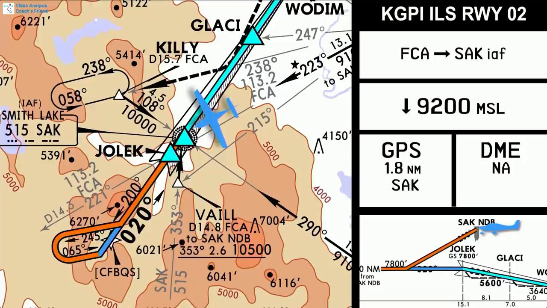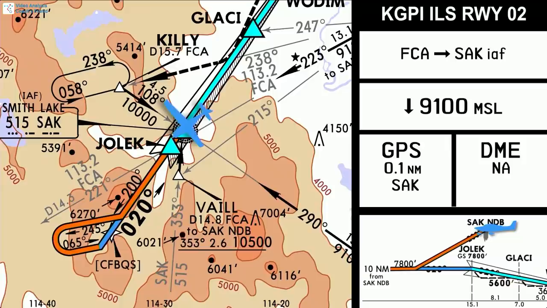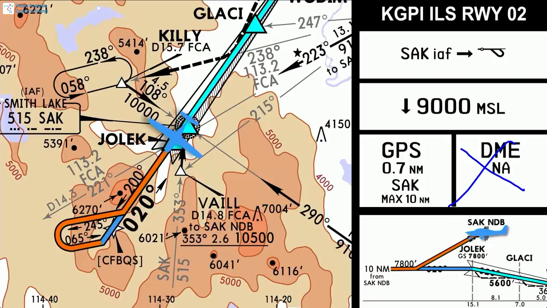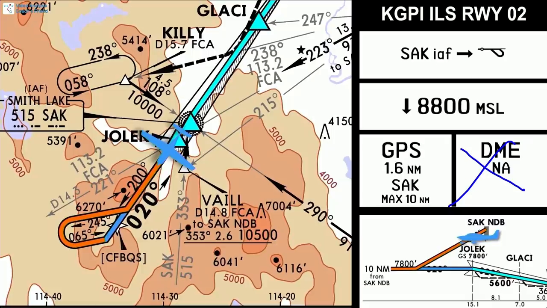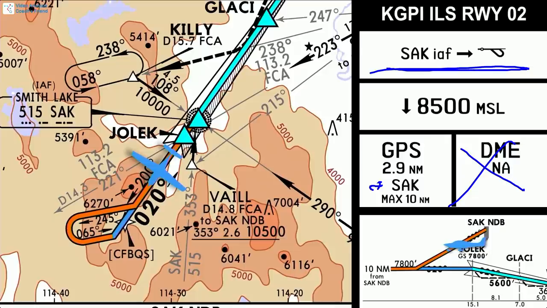Okay, so in this case, Smith Lake, SAK, is our initial approach fix. We're going to cross it right at 9,100 feet, and we're going to start to fly outbound. And you can see in this case, we cannot use DME. So we're just using GPS. But GPS, in this case, would be measuring our distance from SAC. If you look at your flight plan, it would say SAK IAF through the procedure turn. So at 5 miles, we'll start our outbound turn.